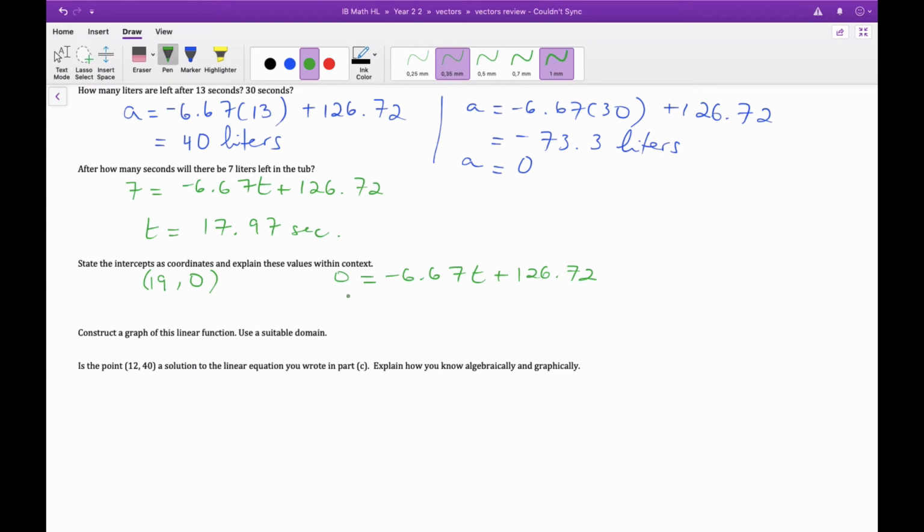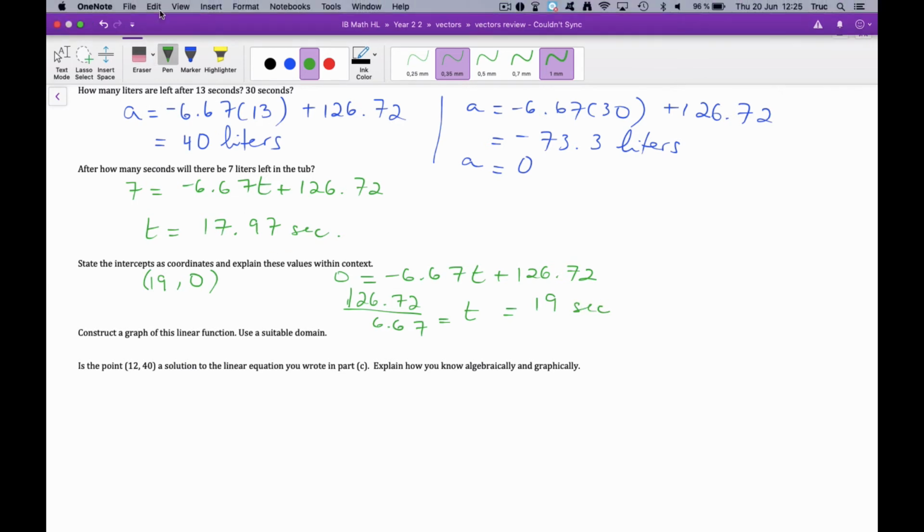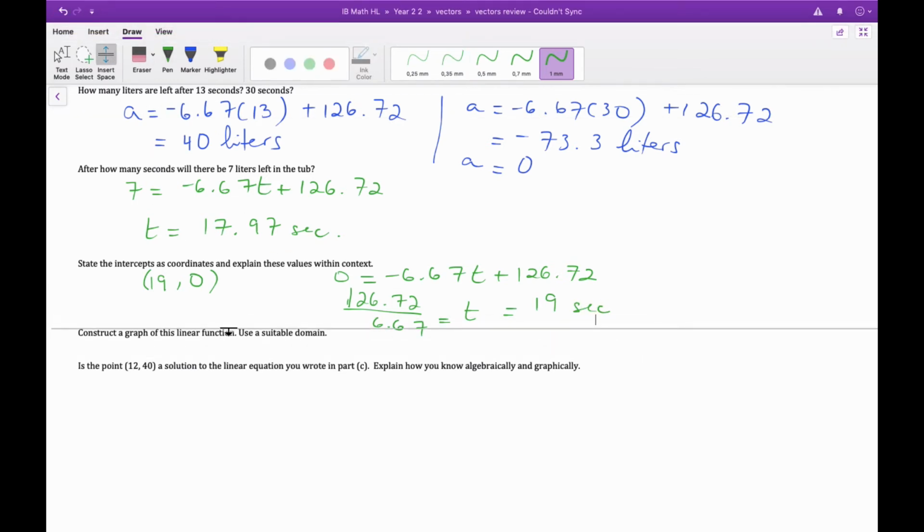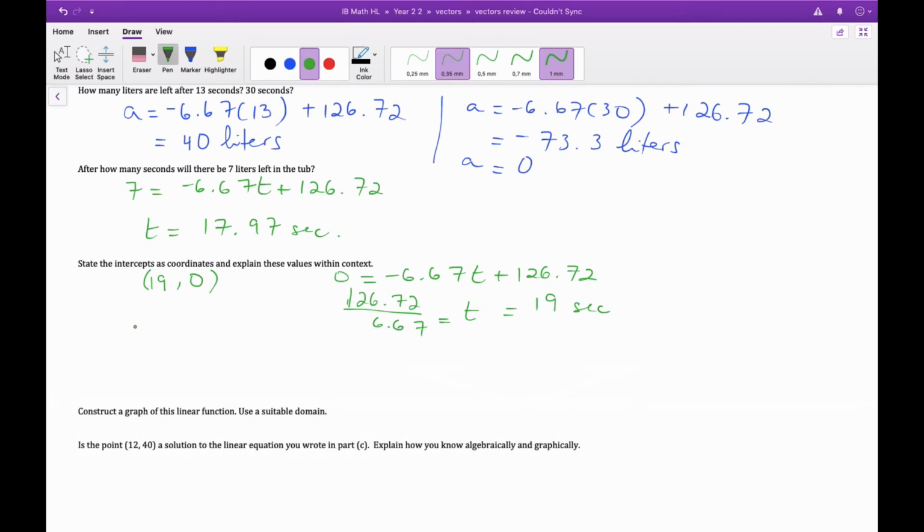So if I take 126.72 divided by 6.67, that should give me the value for t. I'm pretty sure it's 19. Yep, I just checked it. Okay, so 18.999, so 19 seconds. So when the amount is 0, the time is 19 seconds. What does that mean in context? It means it takes 19 seconds to empty the bathtub and to have 0 liters.